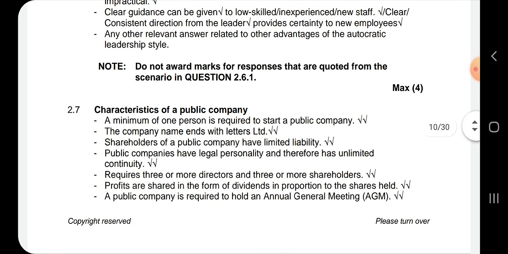Characteristics of a public company. A minimum of one person is required to start the public company. The company name ends with Ltd. Shareholders of the public company have limited liability. Public companies have legal personality and therefore have unlimited continuity. So you just explain what is a public company. Characteristics are, what are your characteristics? You are a boy or you're a girl, you're tall, you're short, you're shy, that is characteristics.